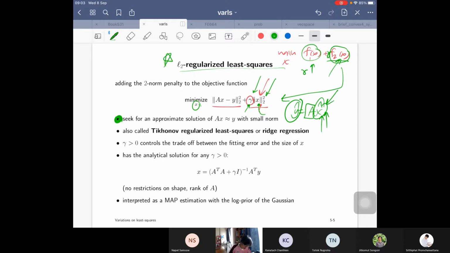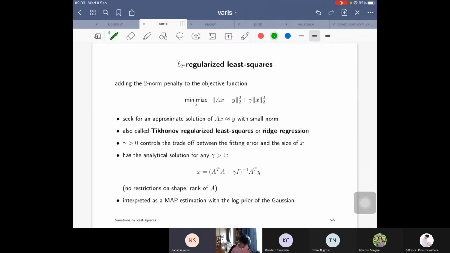This problem has other names in the literature too. It's called Tikhonov least squares, or ridge regression, or L2 norm least squares.